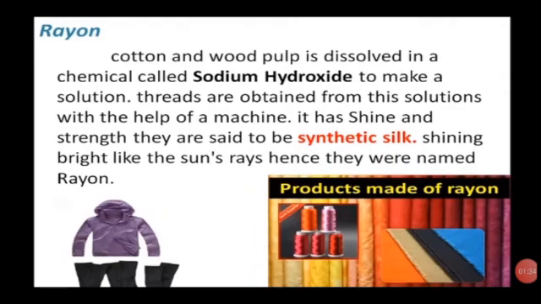Rayon. Cotton and wood pulp is dissolved in a chemical called sodium hydroxide to make a solution. Threads are obtained from these solutions with the help of a machine. It has a shine and strength. They are said to be synthetic silk, shining bright like the sun's rays, hence they were named rayon.